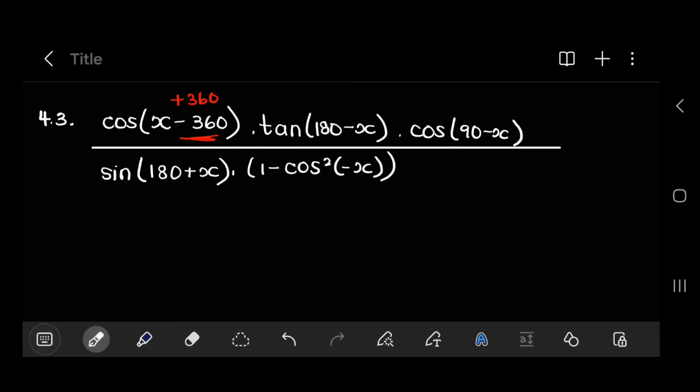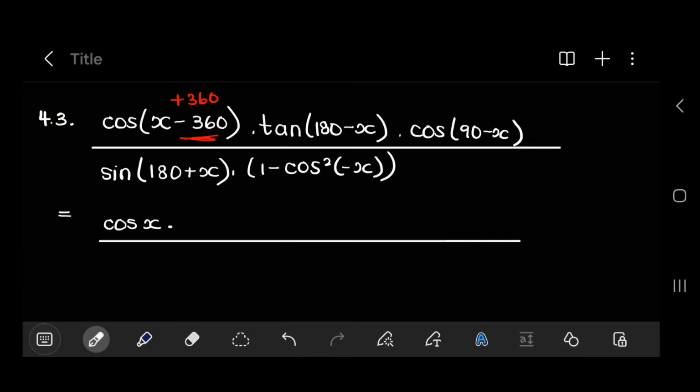So that always works like that. When we add 360, negative 360 plus 360 cancel out. We're just left with cos x. Now focusing on the second part, we've got tan of 180 minus x.